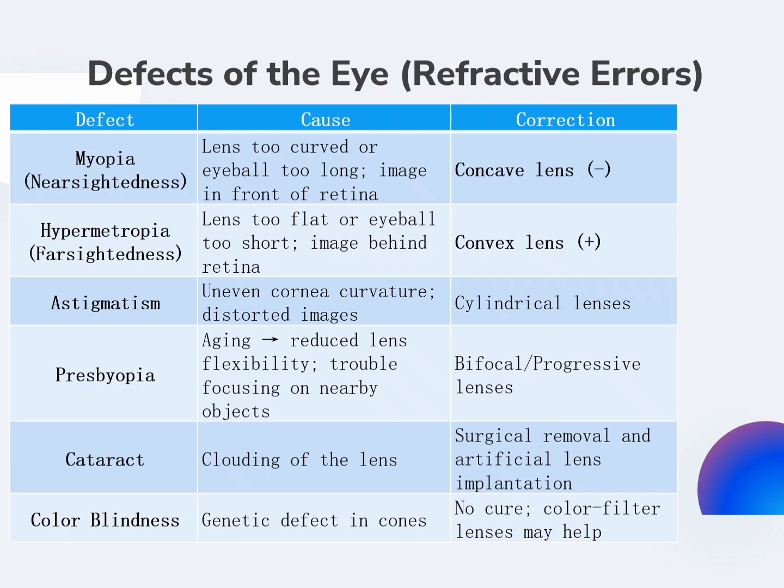Astigmatism. This is caused by an uneven curvature of the cornea, leading to distorted images. It's corrected with cylindrical lenses. Presbyopia. Often age-related, this involves reduced lens flexibility, making it difficult to focus on nearby objects. Bifocal or progressive lenses can help. Cataract. This is a clouding of the lens, which can be corrected through surgical removal and the implantation of an artificial lens. Color blindness. A genetic defect in the cones, it currently has no cure, although color filter lenses may offer some assistance.